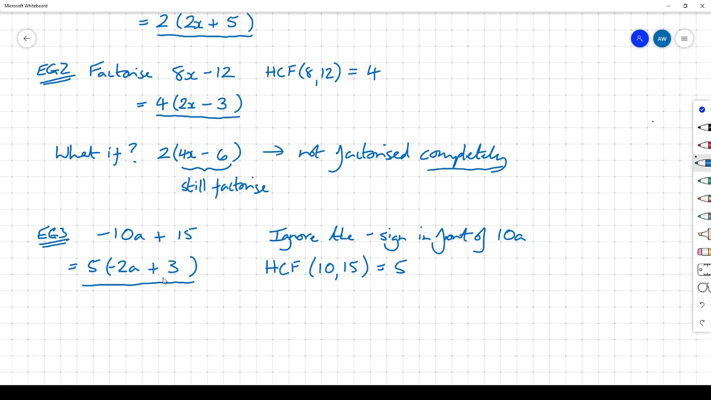We check inside the bracket. Can that still be factorised? No. The only thing that goes into 2 and 3 is 1, and you wouldn't bother with that. Okay, because 1's a factor of everything. Last example.